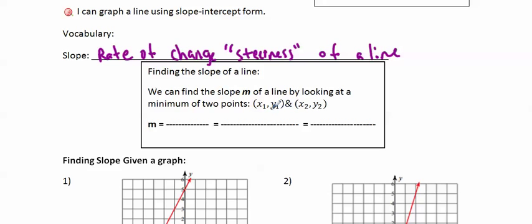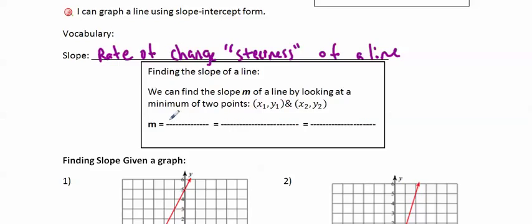These are called subscripts. They mean nothing other than to identify which point we are looking at. So x1 is the x for point 1, x2 is the x for point 2, y1 is the y for point 1, and y2 is the y for point 2. So don't mix those up, and you don't use those numbers for anything other than identifying.